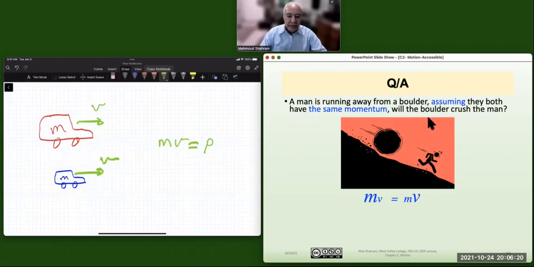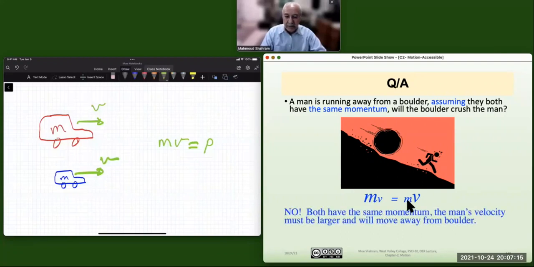Let's look at a situation here. Let's assume that a boulder is coming down and a guy is trying to run. Assuming they both have the same momentum, that means the product of the mass of the boulder times its velocity is equal to the mass of the guy times his velocity. Will the boulder crush the man? Well, look, the velocity of the man is much bigger. So the boulder would never hit the guy because they both have the same momentum.